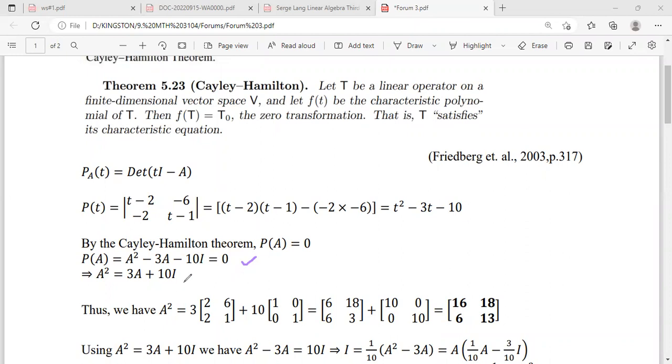Now, I will move on to changing the subject of the formula because I want to make A squared the subject. And you see here that A squared is equal to 3A plus 10I. And I have worked that out here. A squared is equal to 3 times A, where A is [2, 6; 2, 1], plus 10I, and of course that's the identity matrix. You work that out and you will see you'll get [16, 18; 6, 13].